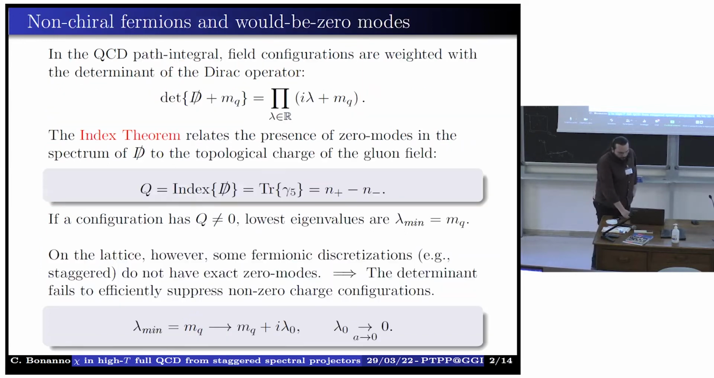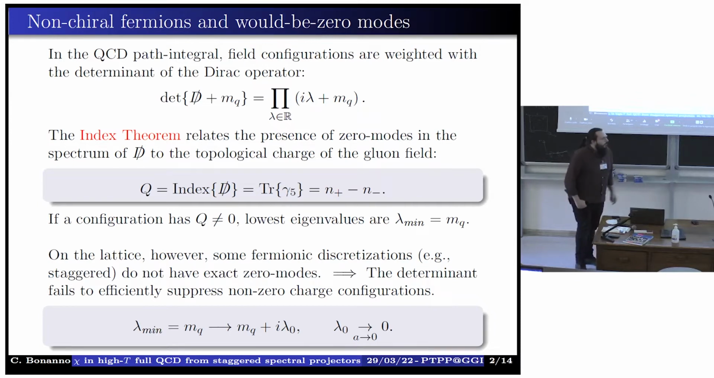And if one wants to compute chi from lattice QCD, there are several non-trivial computational problems that have to be faced. In this talk, I'm focusing on this one, which is related to the adoption, if you want, of non-chiral fermions in the action.